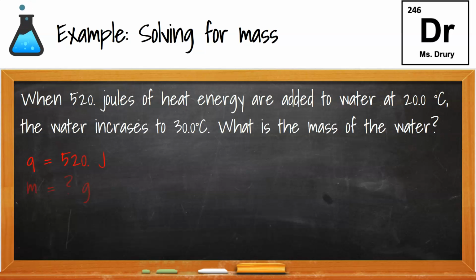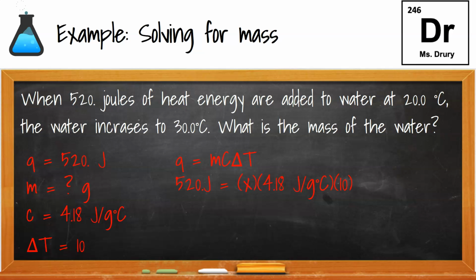So what you could do is identify your knowns and unknowns again, and then plug them into the Q equals M C delta T formula in order. So the Q is 520, the M is unknown, the C from the reference table is 4.18, and the delta T was 10 degrees, from 20 to 30. And so if you divide out 520 divided by 4.18 and divided by 10, with 3 sig figs, we get 12.4 grams were heated. So you can solve for M.